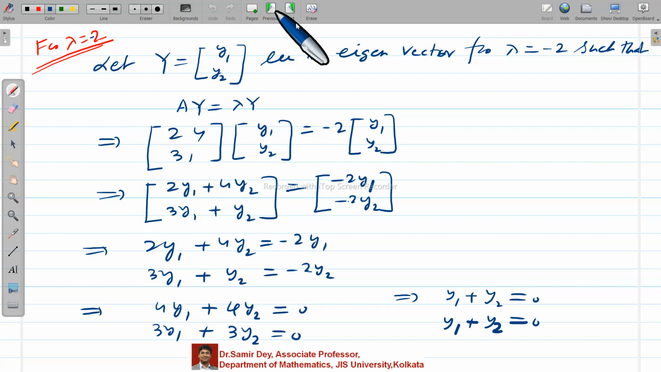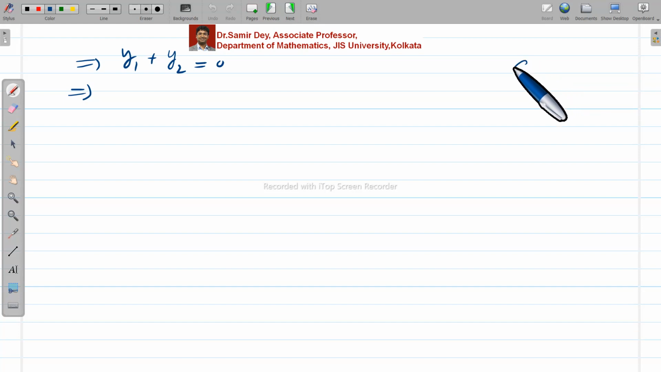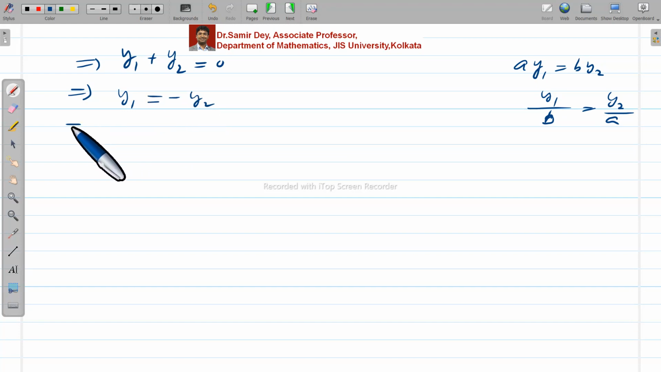Is it clear? Now, we have already discussed, if y1 by a is equals to y2 by b, then you need to write y1 by y2. Here b should be here and a should be here, cross multiplication including sign. So here we need to write y1 is equals to minus y2. So from here we may write y1 by y2, with minus 1 here and 1 here, is equals to k2.